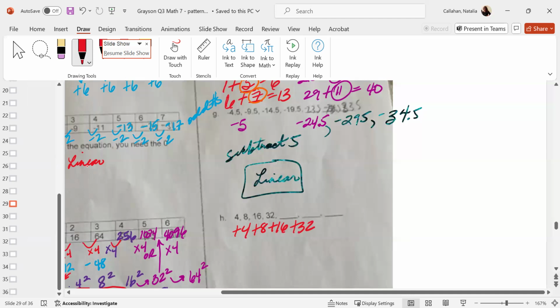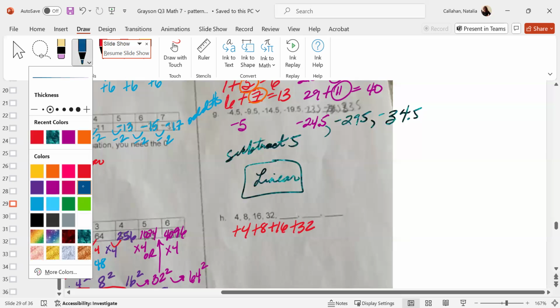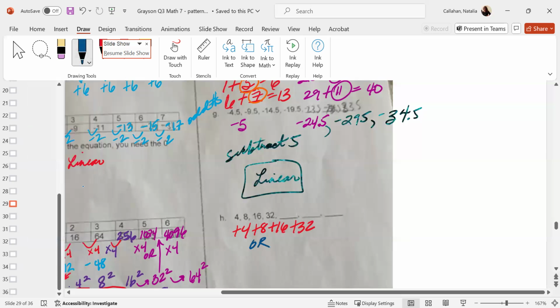Exponential. Yeah. What's another way of saying this besides adding? What's another pattern you see? Okay, so 4 times 2 is 8. 8 times 2 is 16. 16 times 2 is 32. So it is exponential. Okay, what's your next number after 32? 64. What's after 64? What's after that? Good.